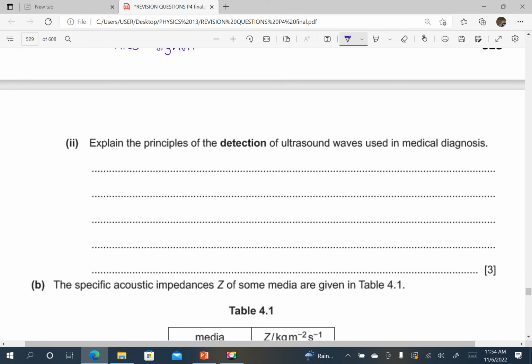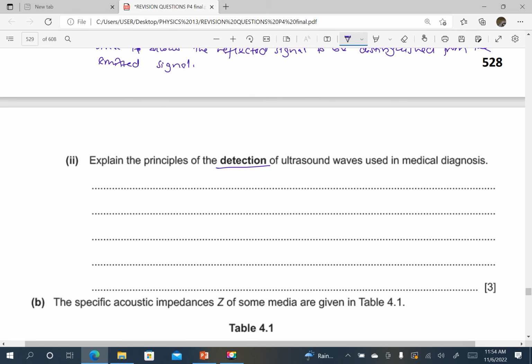Explain the principles of the detection. We only want detection of ultrasound waves used in medical diagnosis. So we know that at the center of the piezoelectric transducer is the quasi-crystal. Ultrasound incident on the quasi-crystal makes it vibrate. The vibrations produce alternating PD across the crystal, which can be processed by electronic circuits into an image.